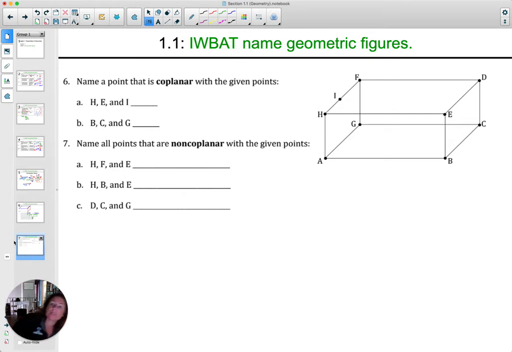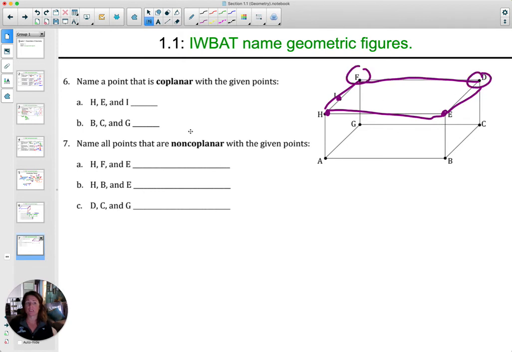Last two examples, name a point that is coplanar with each of the following. So let's take a look at the first one, HEI. Those are all on this top panel. So you could choose F or D to be coplanar there. Two answers, F or D.